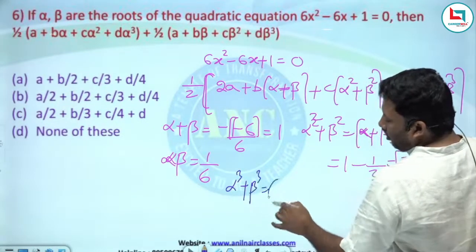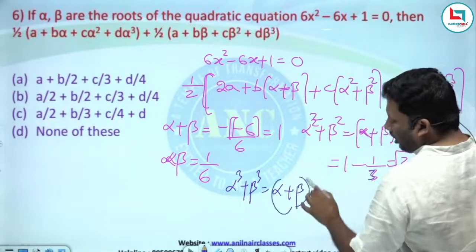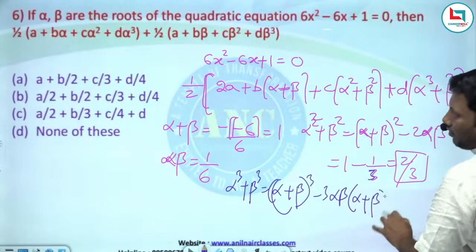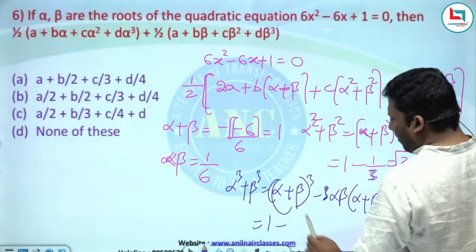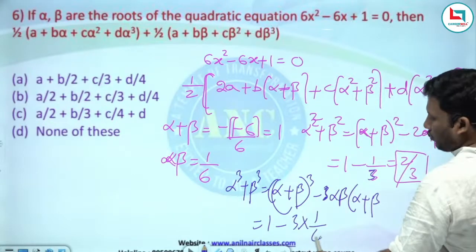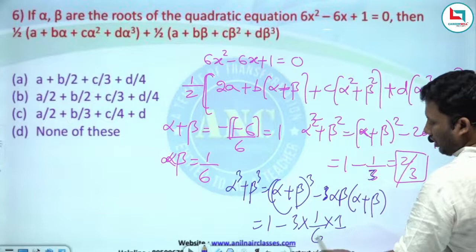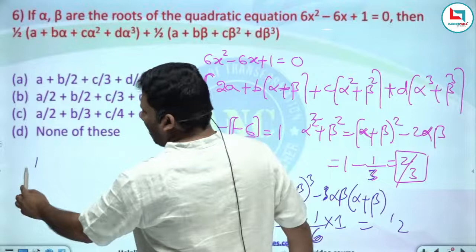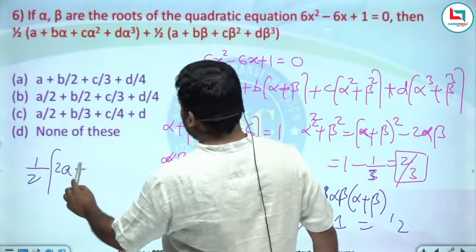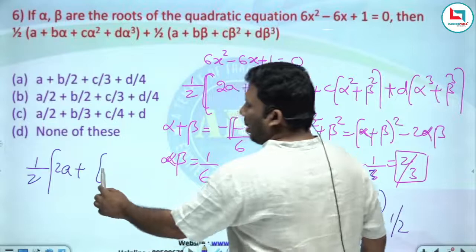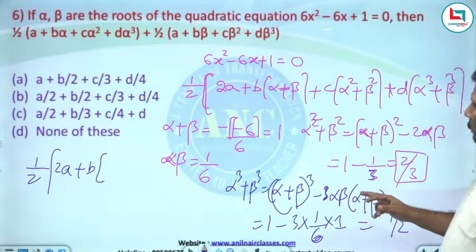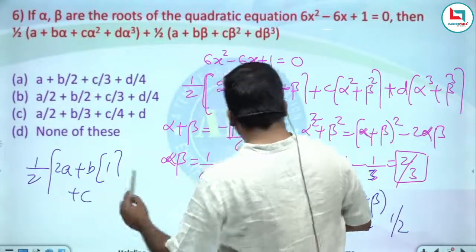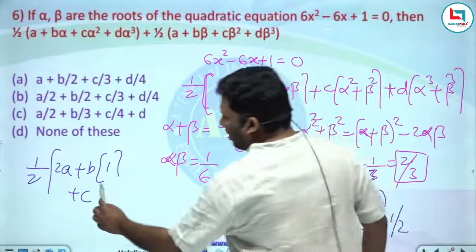a cube plus b cube is given by a plus b whole cube minus 3ab into a plus b. What is alpha plus beta? 1. 1 minus 3 into alpha beta, which is 1 by 6, and it is 1. So these, half, substitute there. Whatever answer you get, that itself is the answer. Half of 2a plus b into alpha plus beta, how much is it? 1. Simple substitution. Next is c into alpha square plus beta square. It is 2 by 3.